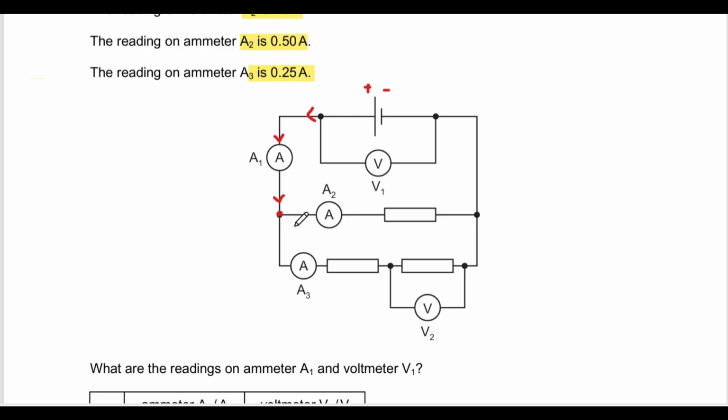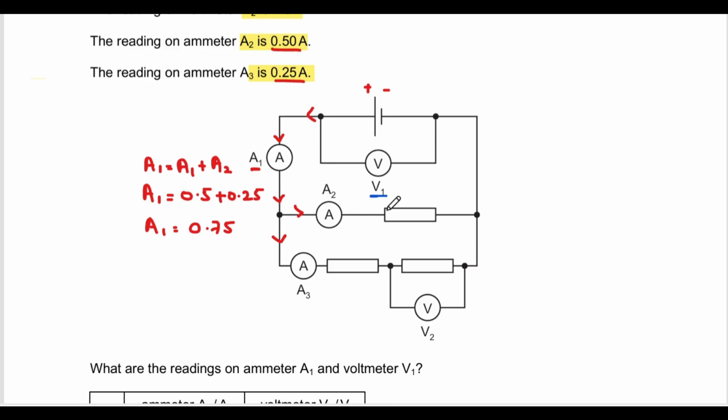And after ammeter A1 it will reach the junction, after which it will split into A2 and A3. That means A1 is going to read the full current before splitting. The value of A1 would be A2 plus A3. So I'll put the values. A1 equals the value of A2, which is 0.5, plus the value of A3, which is 0.25. That means A1 has the total reading of 0.75 amperes.